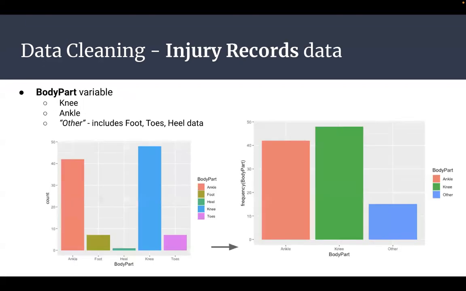For the injury records data, we also did a little bit of cleaning, particularly with the body part variable. From our initial visualizations of this variable, we did see that the most injuries consisted of knee and ankle injuries, followed by foot, toes, and heel injuries. Since the foot, toes, and heel injuries were very few in number compared to the knee and ankle injuries, I grouped them into one category and named it other prior to analysis.